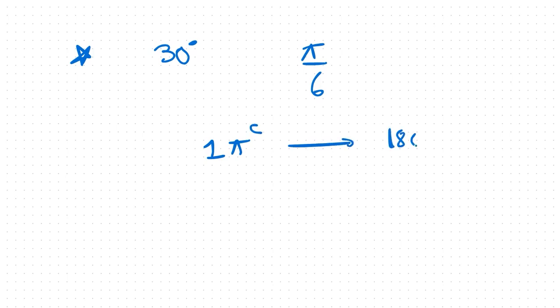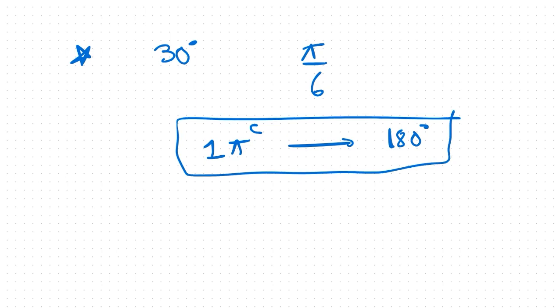So let's say this is 30 degrees. What is this angle in terms of radians? How much? Pi over 6. So pi is 180. So 1 pi radians is equivalent to 180 degrees. This is the scale which you are going to use.